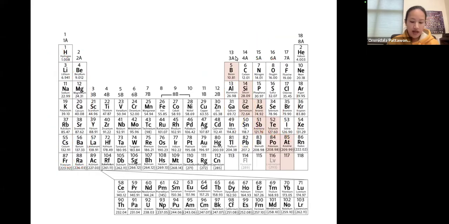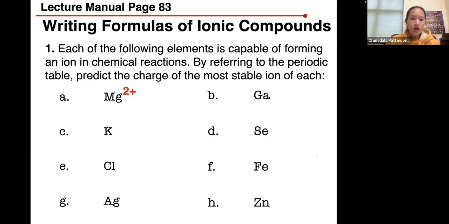So what I'm going to do next is look at each of these. For example, magnesium is in group 2A. Therefore, if magnesium undergoes a chemical reaction to form an ionic compound, magnesium would be 2 plus. Another one would be gallium. Gallium is in group 3A, so in this case gallium would be 3 plus, and potassium would be 1 plus, for example. Selenium, in the same group as oxygen, would be 2 minus. Chlorine, group 7A, would be 1 minus.